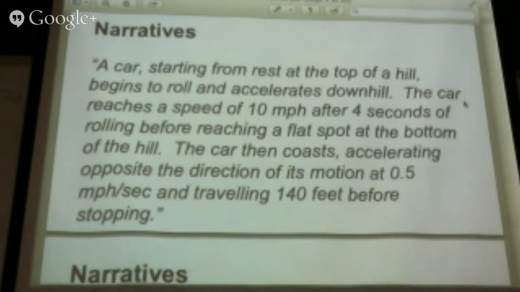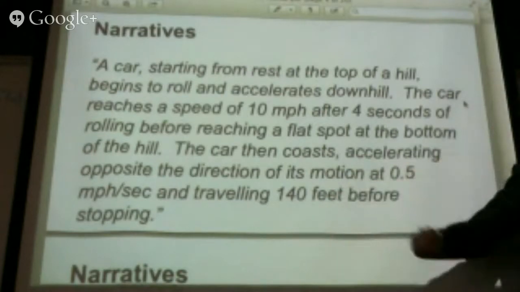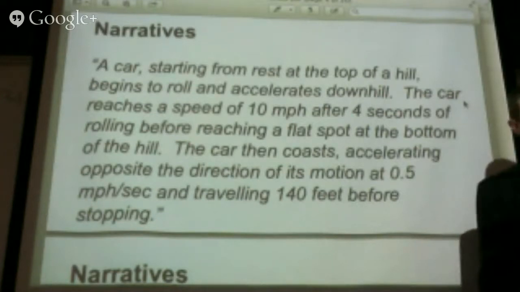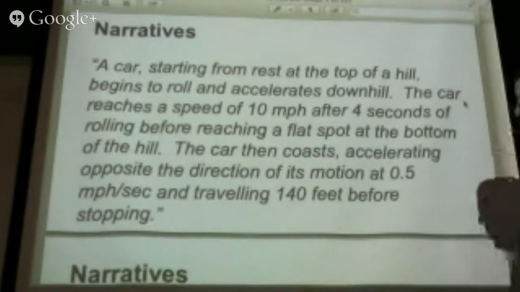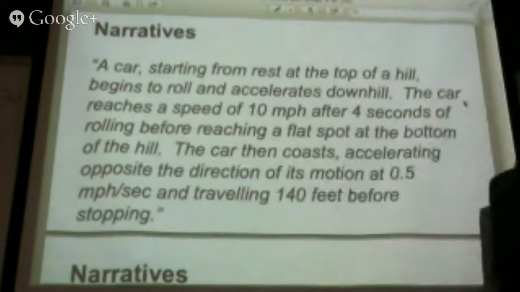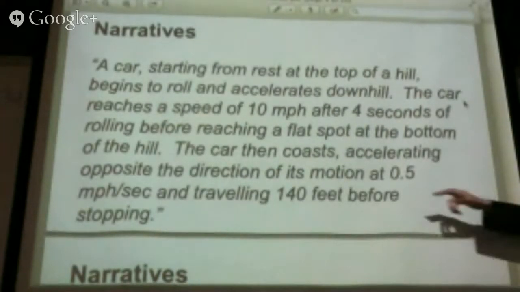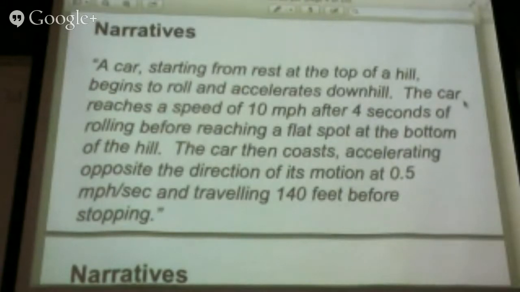And then it coasts, accelerating in the opposite direction. So it's moving one way, but accelerating the other way. That means it slows down. Accelerating the opposite direction at 0.5 miles per hour per second, which is kind of a weird unit. For this class, we got used to meters per second, meters per second squared. And then traveling another 140 feet, again, weird unit for physics. We use meters, not feet, for the most part. Before stopping, and so that's another velocity statement there. The stopping tells us velocity is 0.